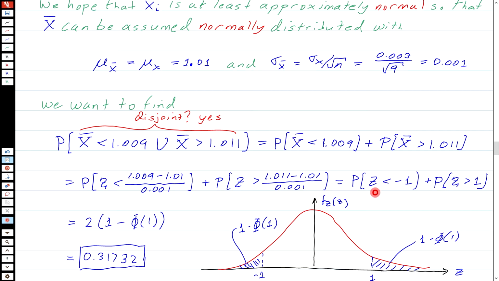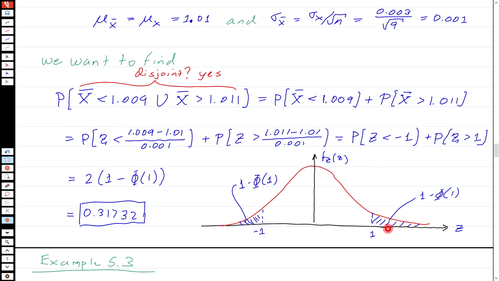So this is the probability that z is less than -1 plus the probability that z is greater than 1, which is just twice one of the probabilities. Let's take this one here. So this area here is 1 minus phi of 1, and this area down here is the same thing. So the probability that I'm looking for is 2 times 1 minus phi of 1, which gives me 0.32 approximately.